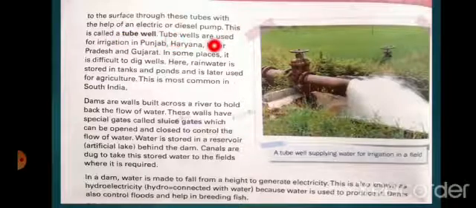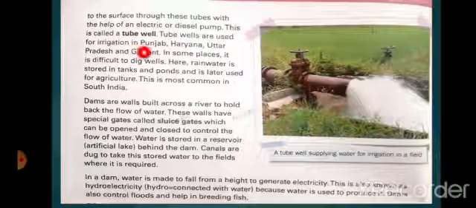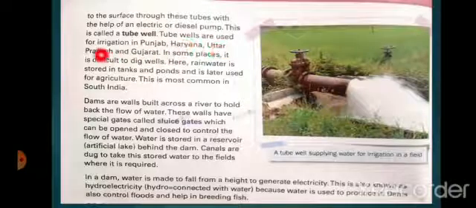The tube wells are used for irrigation in Punjab, Haryana, Uttar Pradesh and Gujarat. In some places, it is difficult to dig wells. Here, rainwater is stored in tanks and ponds and is later used for agriculture. This is most common in South India. In South India, they dig the well, and through the well they water the field.